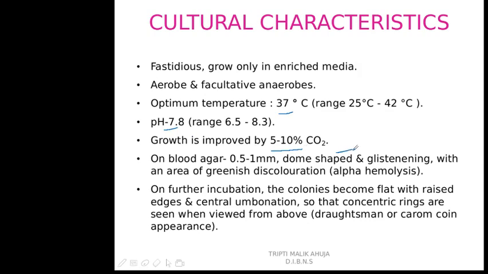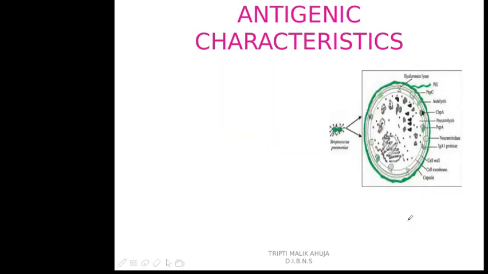On the blood agar, the colonies are dome-shaped. On further incubation, these colonies become ammonite in shape, and upon more further incubation, the colonies form the concentric ring. This is called the draftsman or carrom coin appearance.